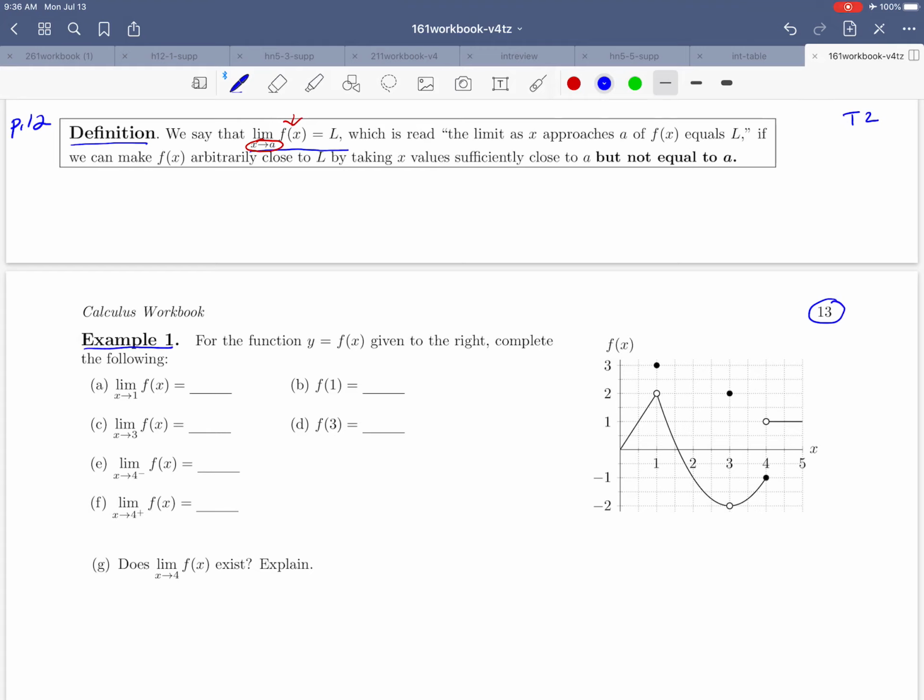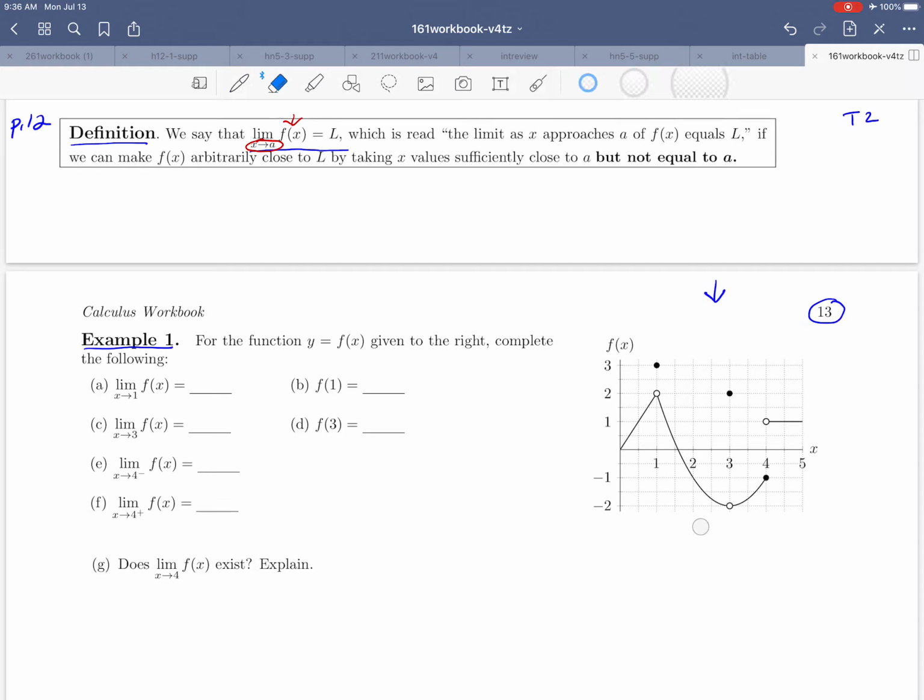Example 1 is asking us to take the function whose graph is given to the right and then to fill in the blanks here, to calculate a few limits and function values. Before we do that, there's an issue of graphical notation that I want to address here. If you look at the graph, you might notice there are some open circles in it. There, and then there. What does it mean when we have an open circle on a graph? Well, an open circle is just a way of saying that a point is missing from the graph. It indicates the absence of a point. We'll need to keep that in mind as we do this problem.